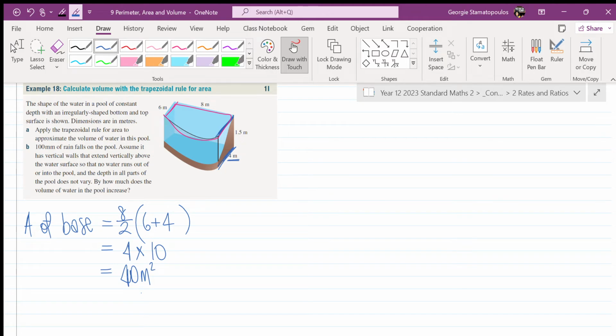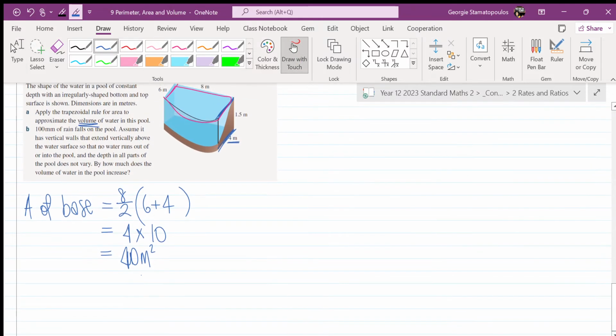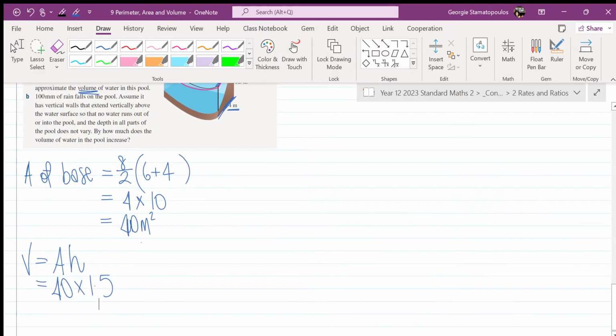Question then says to approximate the volume. So volume equals area of the base times the height. We just found the area of the base to be 40 times the height this time. This is where I use 1.5. And we've got 60 meters cubed.